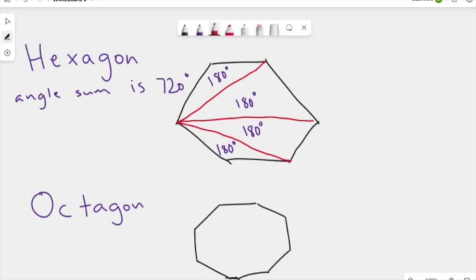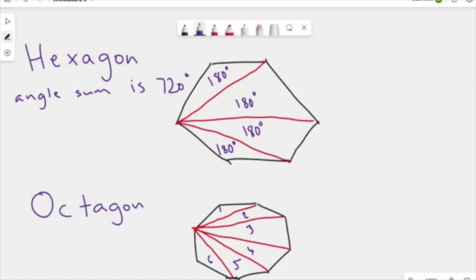Once again, let's make some of these triangles here. It's maybe a little squished, but we have 1, 2, 3, 4, 5, and 6. So 1, 2, 3, 4, 5, 6 triangles located in this octagon, and all of their angle sums are 180, because the angle sum of a triangle is 180. So we have 6 here.